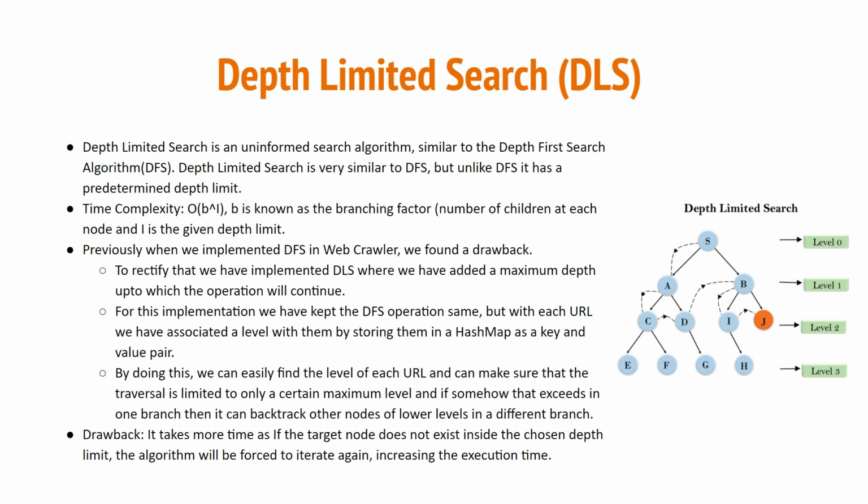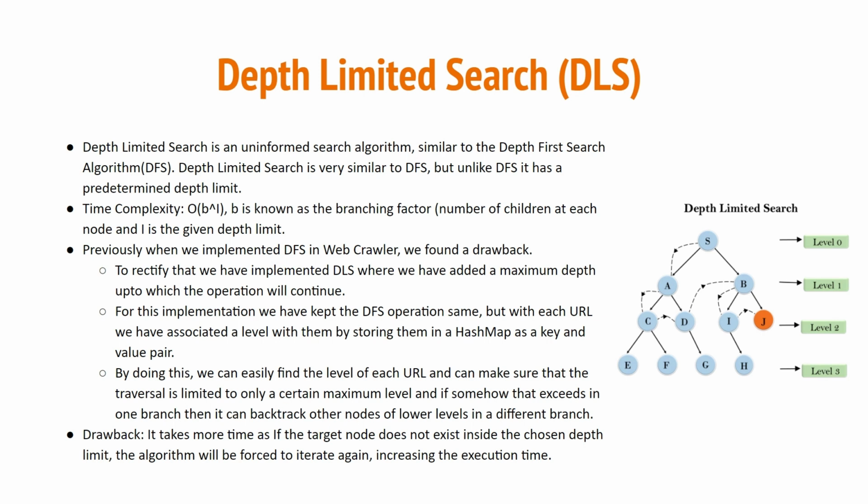So the time complexity of the DLS is known to be O of b to the power l, where b is the branching factor and l is the given depth limit. As for the implementation, we have used a hash map where we stored the nodes as a key and the level as the values. By doing this, we could find the level of each of the URLs and make sure the traversal is limited to only a certain maximum level.